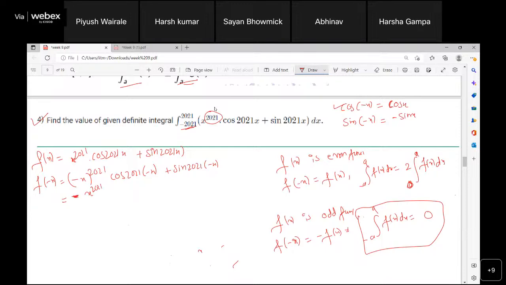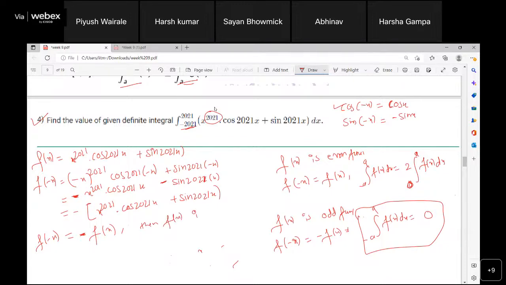So this is cos 2021x, right? And the minus sign will come outside, so minus sin of 2021x. Now I can take minus common. So it will be minus x of (cos of 2021x plus sin of 2021x). So this is basically my f of x. If you replace x by minus x and you are getting minus f of x, then my function f of x is odd, right?